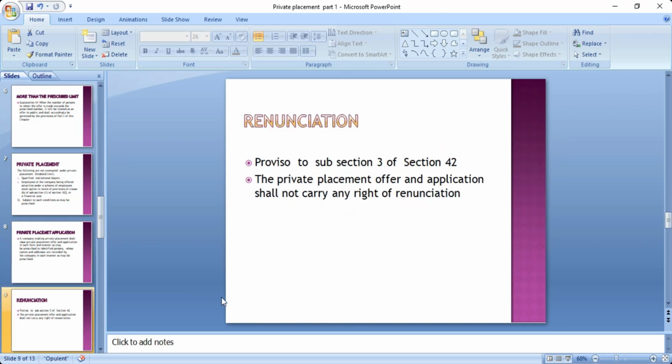So here is another point. Once the persons are identified, renunciation is not possible. They are supposed to subscribe to the shares. The private placement offer and application shall not carry any right of renunciation. It means you cannot renounce your rights and other things. Unlike the rights issue, it is not possible in private placements.